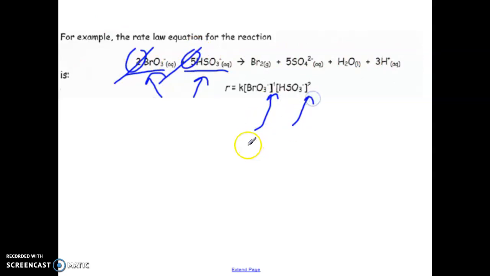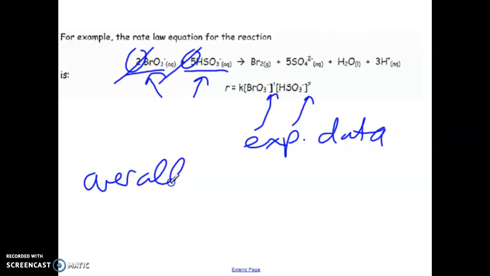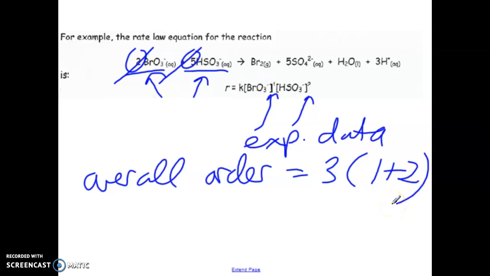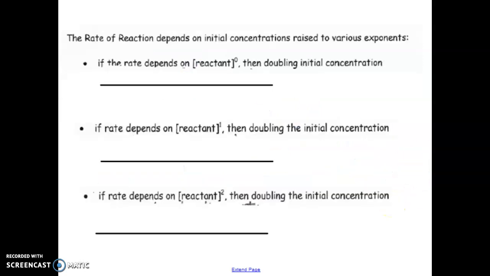How do we figure this out? From experimental data, right? But if we were to look at the orders, this would be order 1, order 2, and the overall order would be 3, right? 1 plus 2. Okay, so before we get into analyzing data, let's talk about what the exponents mean. I mentioned that the exponents are really going to show us the relationship between that reactant and the impact it has on the rate of production.